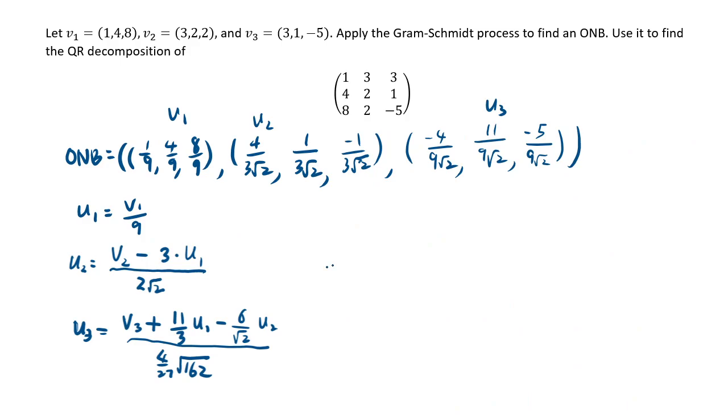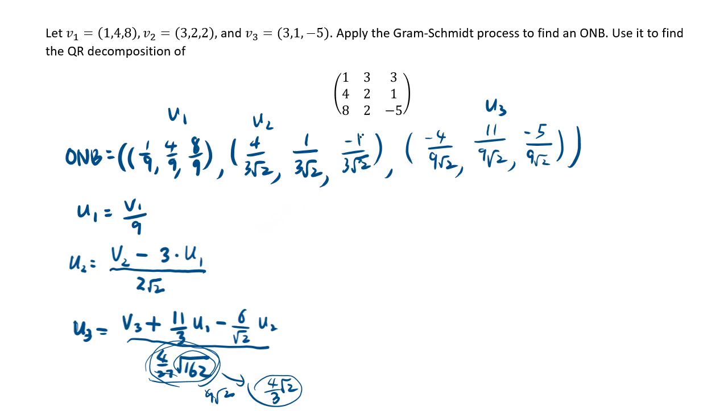Okay, now the answer for the orthonormal basis, and then I also copied the previous relations that u1 is v1 over 9, and so on and so on. And by the way, let's simplify this a little bit, because I know that this is 9 radical 2. 9 and 27 can cancel, and so this can be 4 over 3 radical 2. That looks easier. Okay. All right.